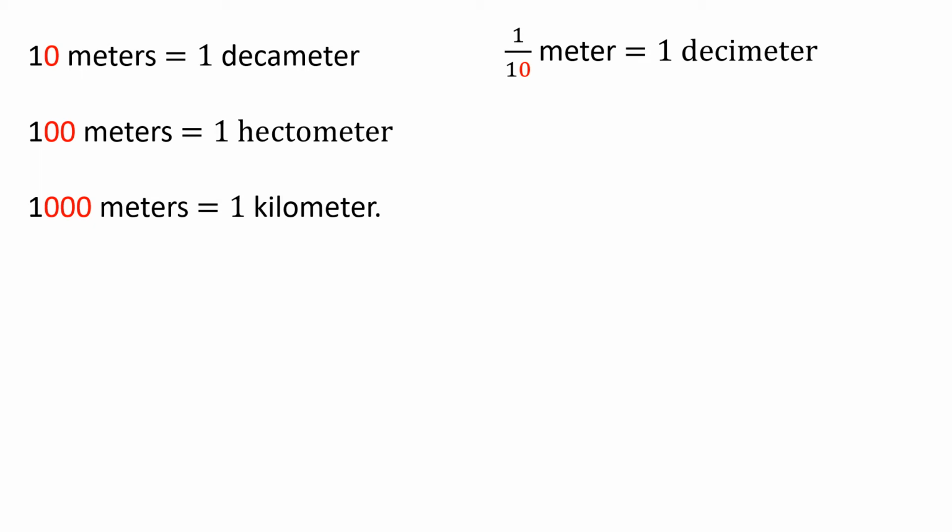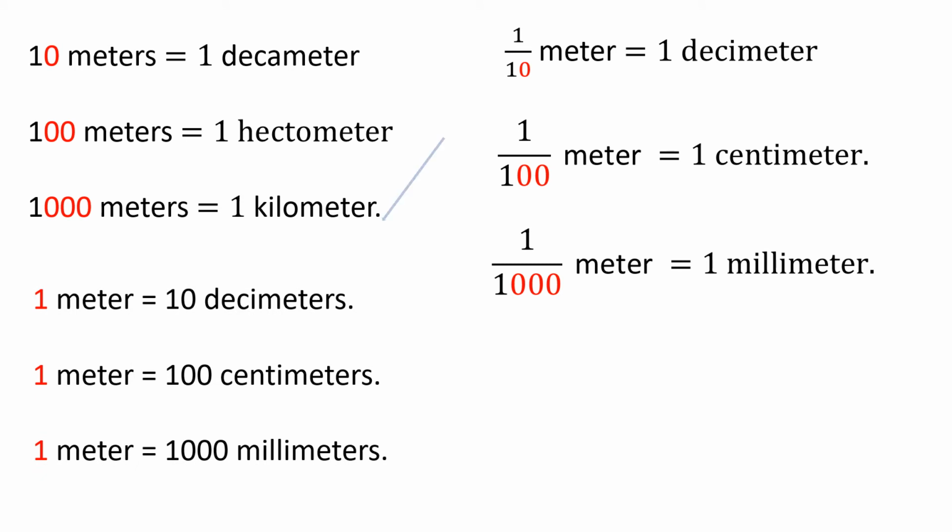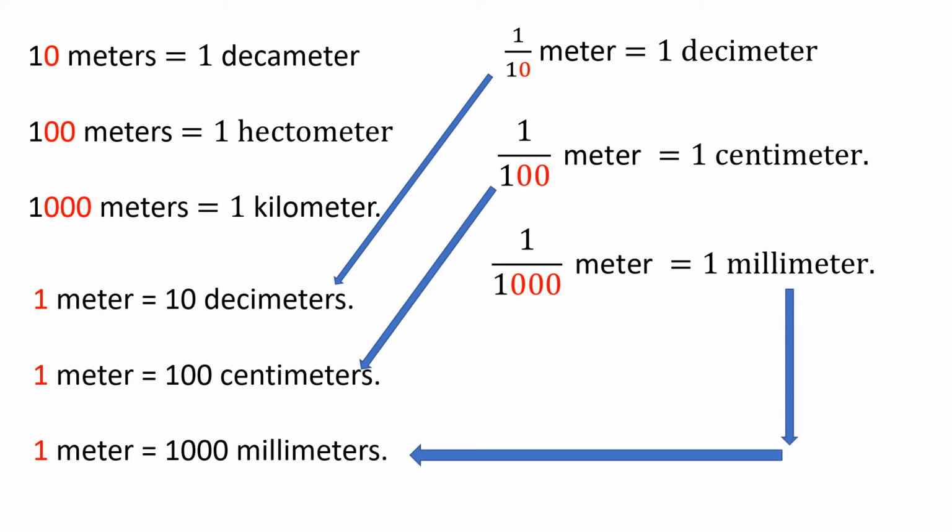Okay, 1 divided by 10 meter is actually 1 decimeter, because unit to decimeter is on the right of the unit. 1 divided by 100 meter is actually 1 centimeter, and 1 divided by 1000 meter is actually 1 millimeter. That is why from that line we write: 1 meter equals 10 decimeters. From the second one, 1 meter equals 100 centimeters, and from the third one, 1 meter equals 1000 millimeters. That's cool, right? That's really cool.